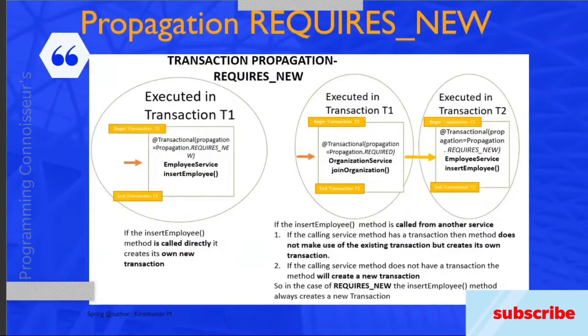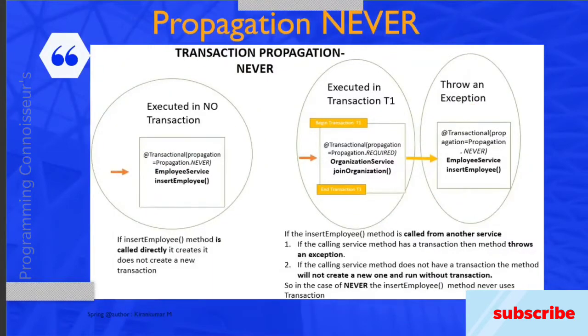So requires new. What happens? This requires new is the opposite of required. Every time it will create a new transaction. The name itself says it requires a new transaction. So in order to carry forward, it requires a new transaction to execute that method. That is the main thing we have.